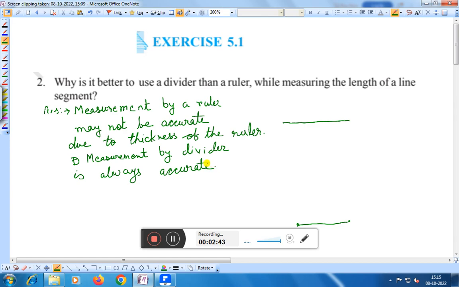right? This is the reason why we use a divider rather than a ruler while measuring the length of a line segment. Actually, by measuring with a ruler, the measurement may not be accurate due to the thickness of the ruler, but by measuring with a divider, the measurement may be accurate. This is the reason why we use a divider rather than a ruler when measuring the length of a line segment.